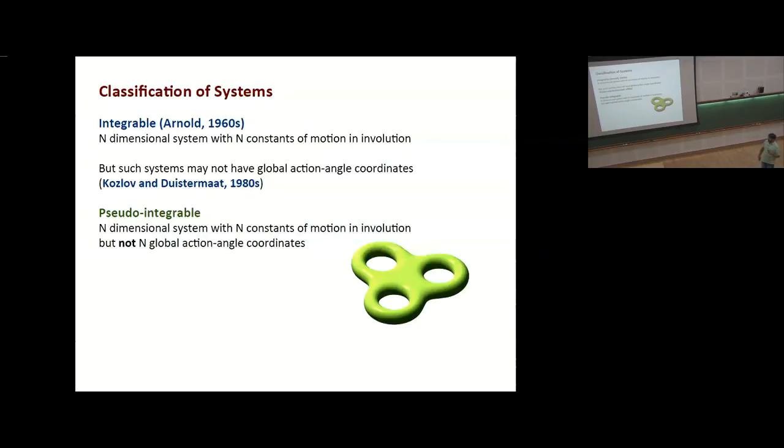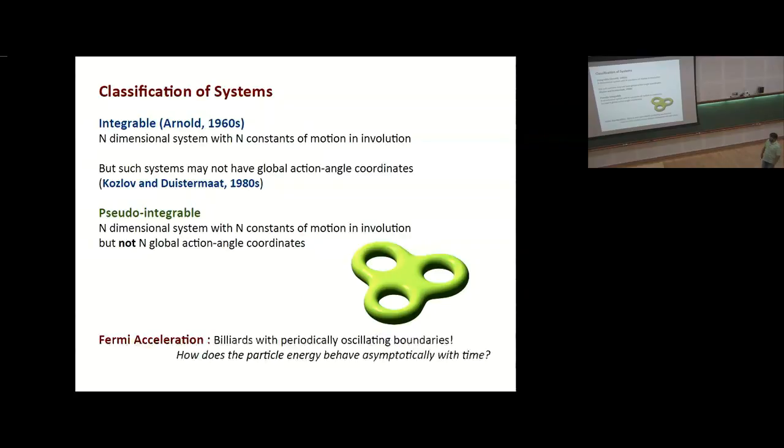In Fermi acceleration, what we study is what happens to these billiards when we periodically oscillate the boundaries. We have a particle inside this billiard, undergoing elastic collisions with the boundaries. In the static case, there is no change of energy, only the direction of the particle changes. But when my wall is moving periodically, then depending on whether it is moving away from the particle or towards the particle, the particle can either lose or gain energy. And the question is, what happens asymptotically as time goes to infinity?